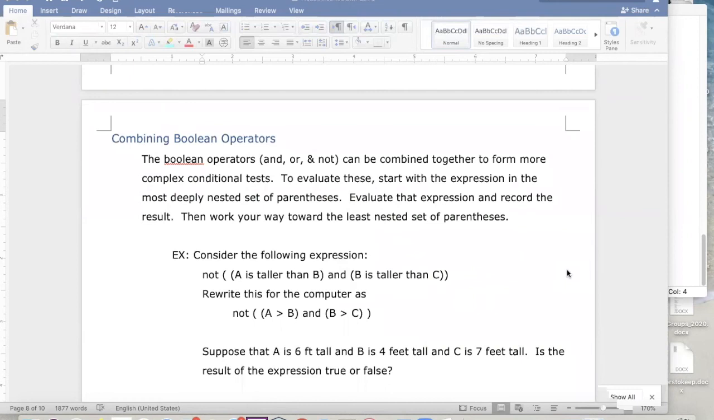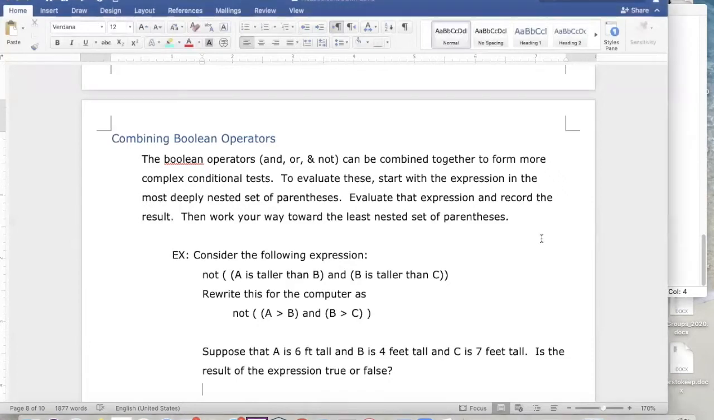Let's practice combining Boolean operators. We can combine the and, or, and not operators together to form more complex conditional tests. To evaluate these, always start with the expression that's inside the most deeply nested set of parentheses. Then evaluate that expression and record the result. Work your way out until you get to the least nested set of parentheses.